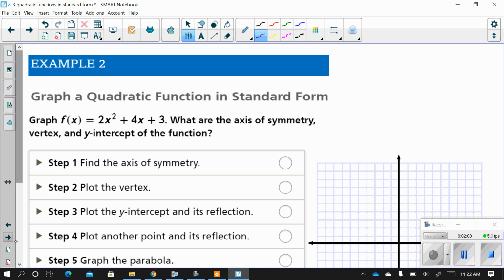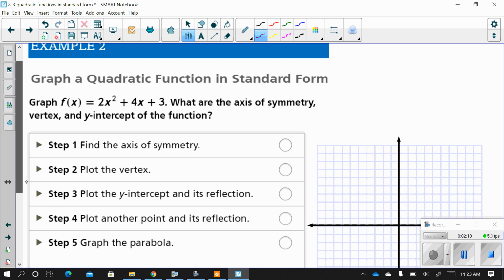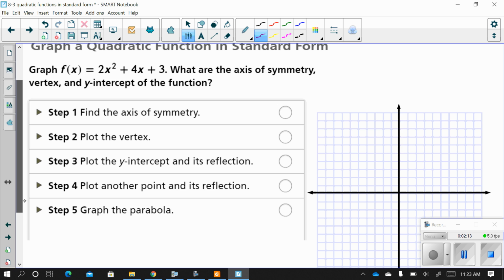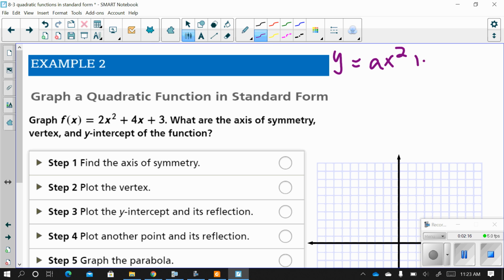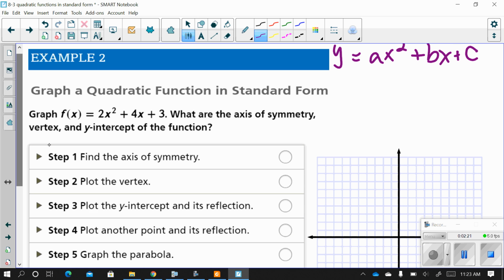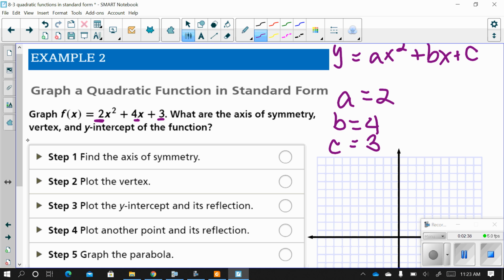So let's graph a quadratic function. We have the function 2x squared plus 4x plus 3. We need to find the axis of symmetry, the vertex, and the y-intercept. Those are the easy things to find that are going to make it very easy to graph. Remember, y equals ax squared plus bx plus c is standard form. In this problem, what is our a value? Well, a is in front of the x squared, so a is equal to 2. What's our b value? B is in front of the plain old x, so b equals 4. And finally, what is our c value? C is the constant on the end, so c is 3.